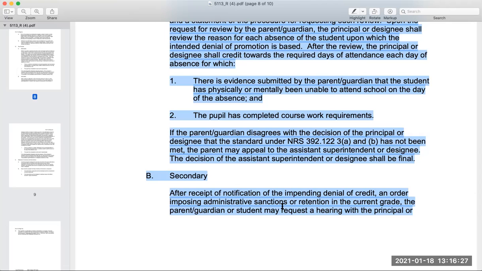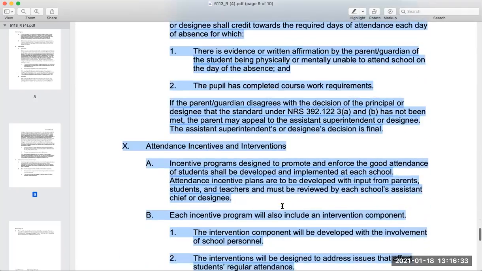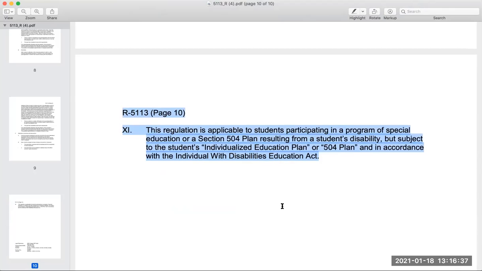5113, page 10. XI. This regulation is applicable to students participating in a program of special education or a Section 504 plan resulting from a student's disability, but subject to the student's individualized education plan or 504 plan and in accordance with the Individuals with Disabilities Education Act.